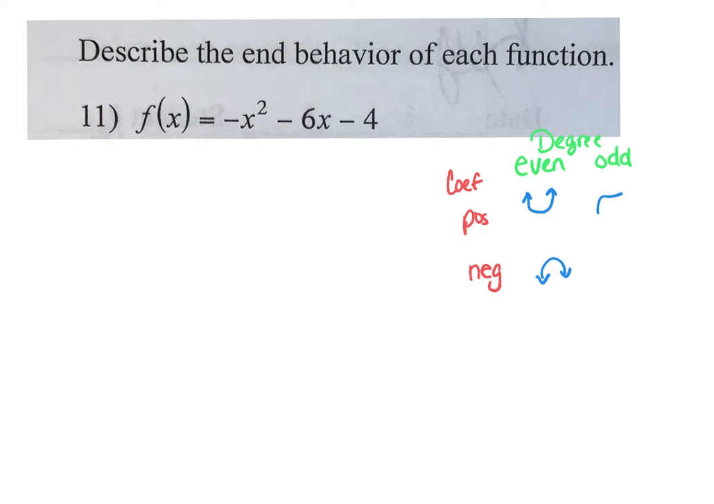Odd and positive is going to be like that. And odd and negative is going to be like that. However, I want these in limit form. So you'll notice your answer's in limit form. So what does that mean?